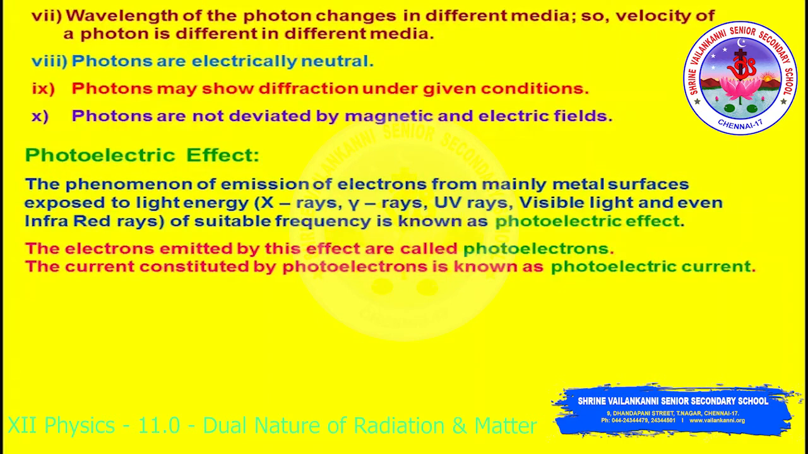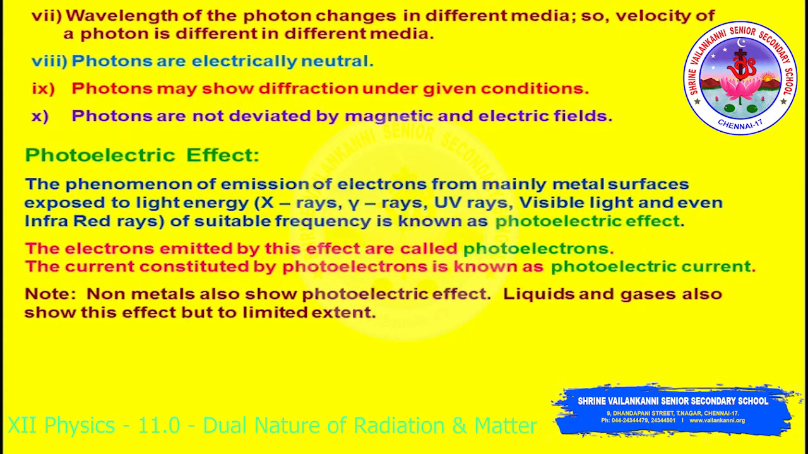The electrons emitted by the effect are called photoelectrons, and the current constituted by the photoelectrons we call the photoelectric current. Got it? You must know these 3 points: what is the photoelectric effect, the photoelectron, and the photoelectric current. Now you must know that non-metals also show the photoelectric effect. Some non-metals show the photoelectric effect, and liquids and gaseous particles also show the effect, but to a limited extent.